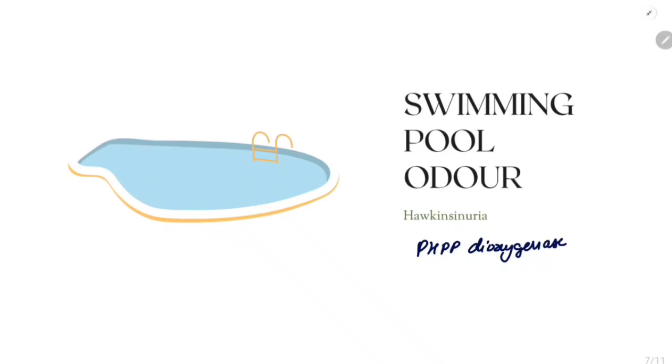So PHPP dioxygenase is an enzyme which converts PHPP into homogentisic acid. In the reaction it is seen in tyrosine metabolism. So tyrosine in the first step will be converted into PHPP, para hydroxy phenyl pyruvate. The para hydroxy phenyl pyruvate will be converted into homogentisic acid by the enzyme PHPP dioxygenase.